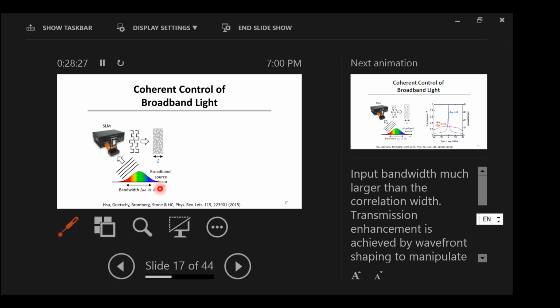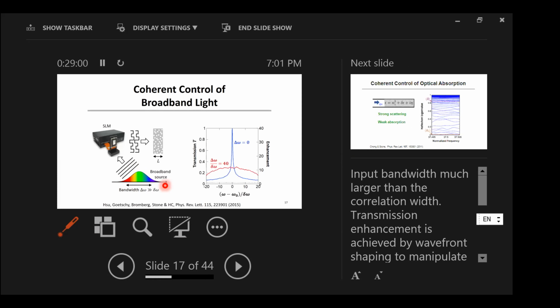So typically, if we have a broadband, we have to adjust the spatial wavefront for all these frequencies to be identical. We can just shine them onto a spatial light modulator, and all frequencies will be modulated simultaneously, so they'll have the same wavefront. So now the question is, with the same wavefront, can we still find a wavefront that can enhance the transmission for all different frequencies simultaneously? And the answer is yes.